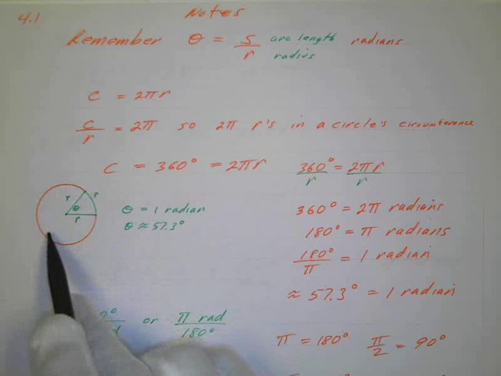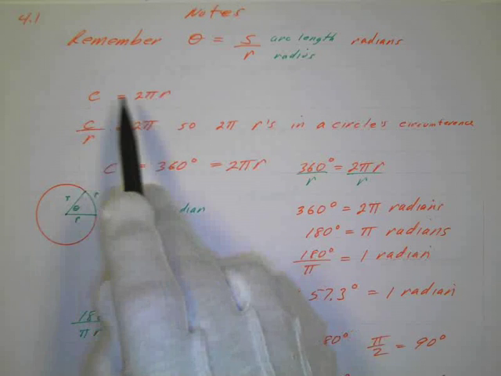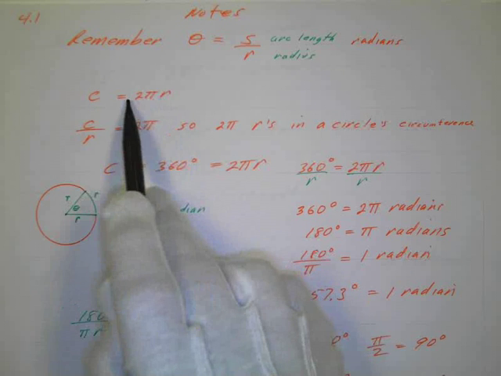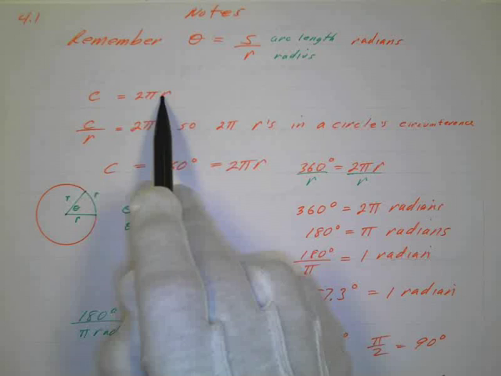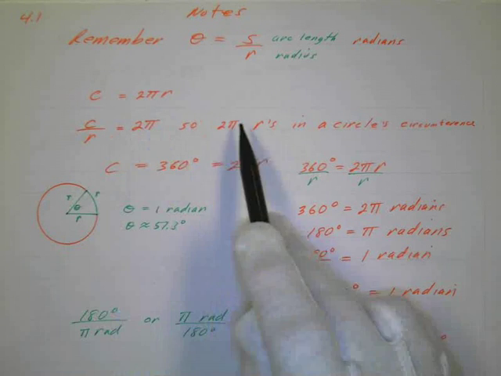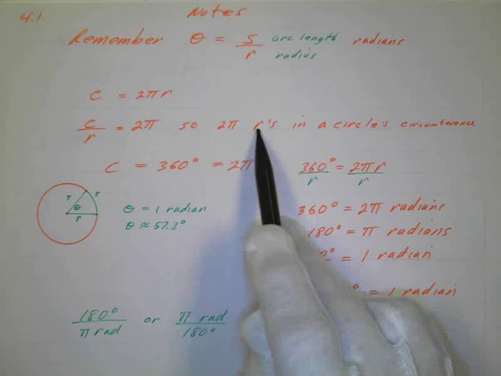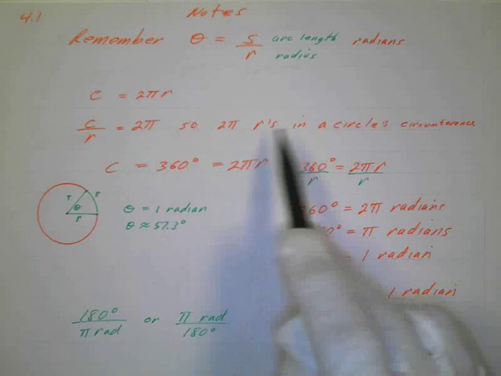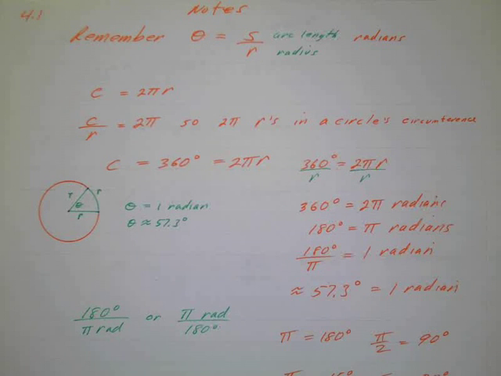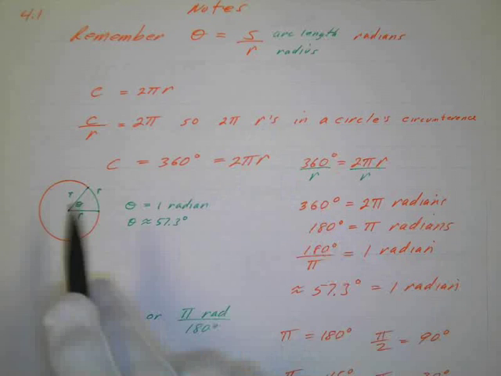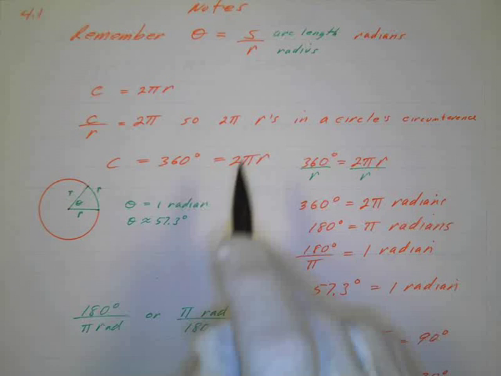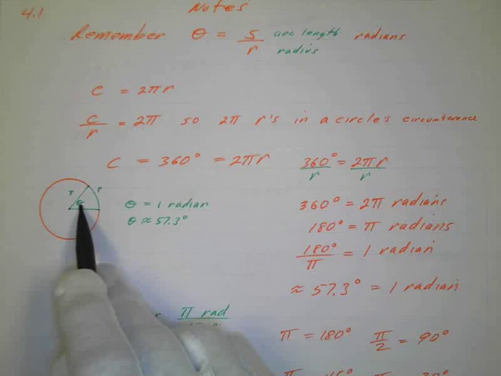Now, how many r's are there all the way around a circle? Well, we know the circumference is equal to 2 pi r, right? Pi times the diameter, and the diameter is 2r, so pi times 2r is all the way around the circle. So if we divide that circumference by r, we get 2 pi. So there are 2 pi r's in a circle's circumference. Now, pi is about 3.14. So 2 times 3.14 is 6.28. So that means there's a little bit more than 6 r's in this circumference. And each of those r's, that angle that measures that, would be a radian.